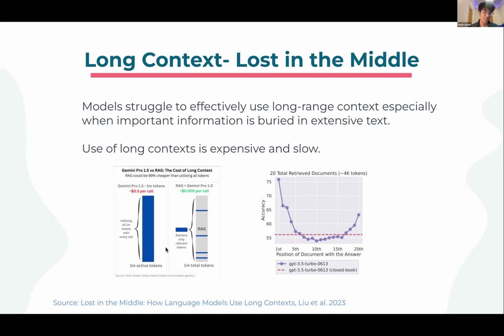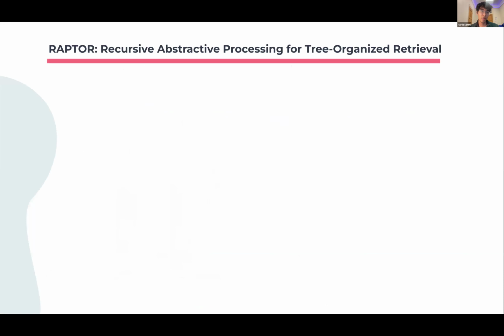I found this amazing picture on Twitter which shows that if you pass 1 million tokens on Gemini Pro 1.5, it is around 50 cents per call, whereas if you just use RAG, you can significantly reduce that cost. So long contexts are expensive and slow, and they might struggle with your information if it's buried in extensive text, and also your retrieval corpus may just be larger than a million tokens. So let's dive deep into how RAPTOR works.